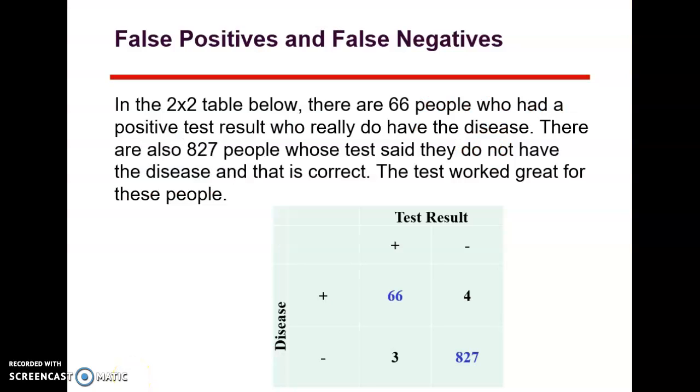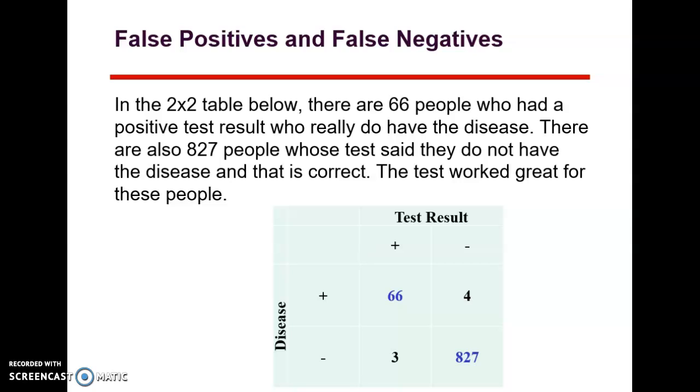So there's a 2x2 table given here. Somebody takes a test, and the test is either positive, showing the presence of a disease, or negative, showing that it isn't there. Now you see for the rows coming across, if they have the disease, it's positive. If they don't, it's negative. So if you look at the top row, where 66 and 4, there are 66 people who actually had a positive test result, and they actually have the disease.